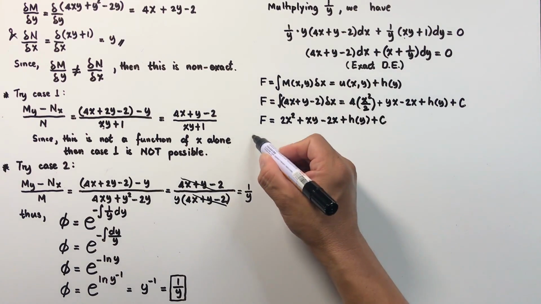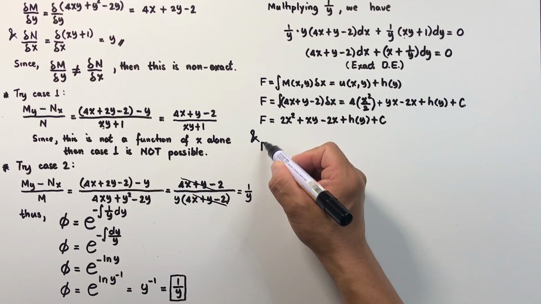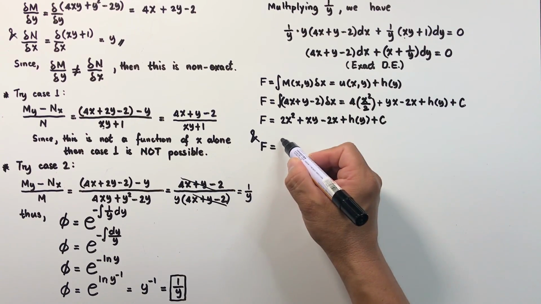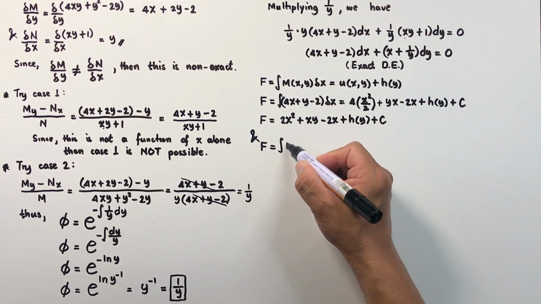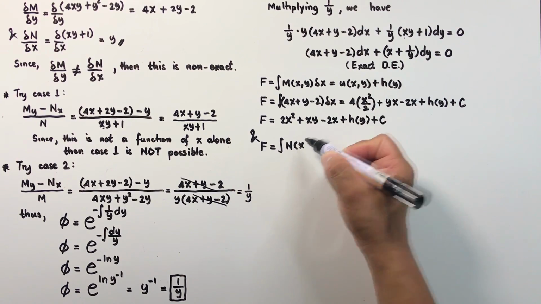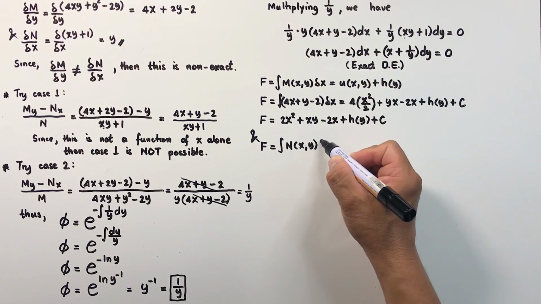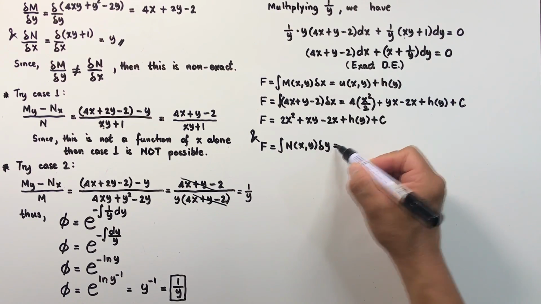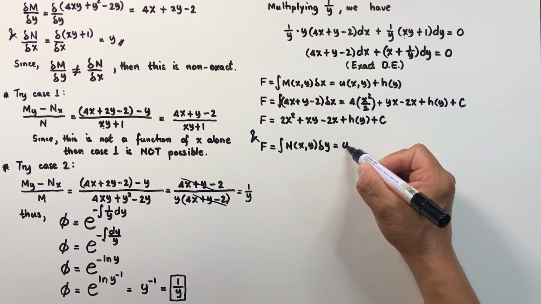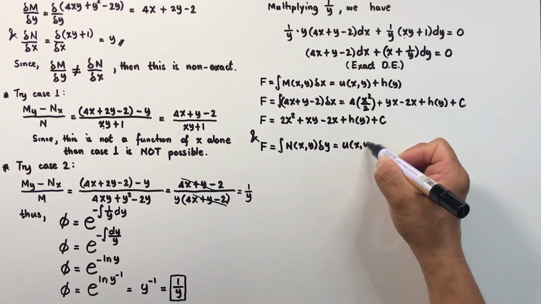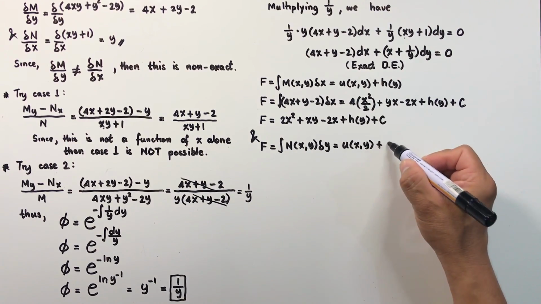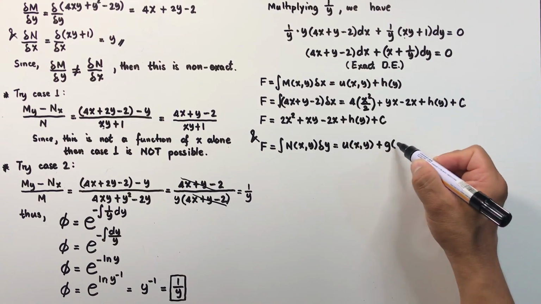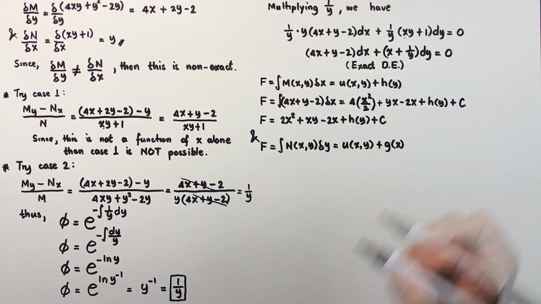And of course, we need to find also our solution big F using our N function, which is in terms of x and y. But this is integrating with respect to y. So we expect that our answer is in terms of x and y plus some function g, which is in terms of x alone here.